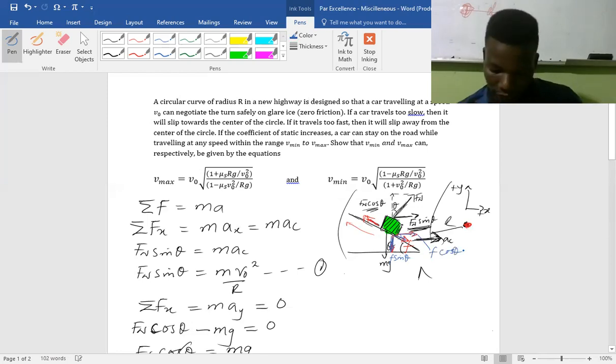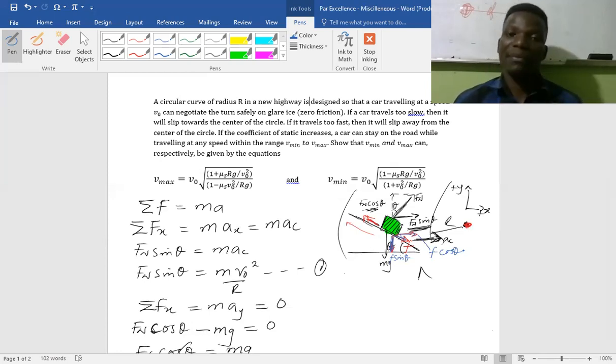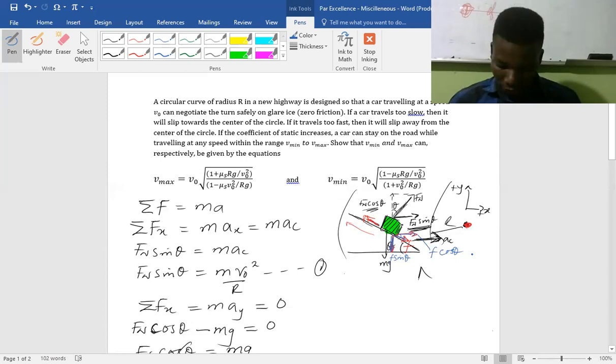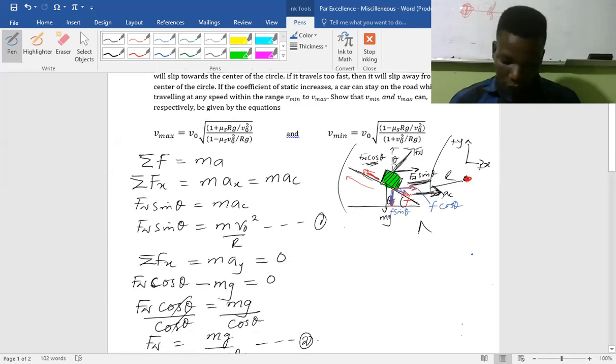Okay. So we have that friction force. So we've added something here. Now, since we've added the friction force, we can also rewrite Newton's second law of motion. So how is it going to look like? It's going to look like this.